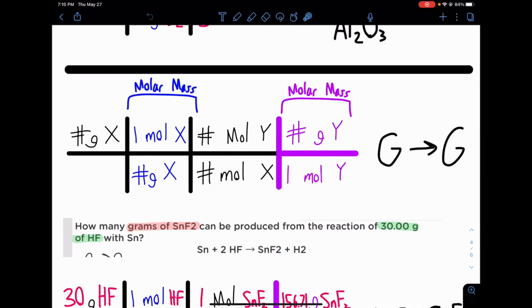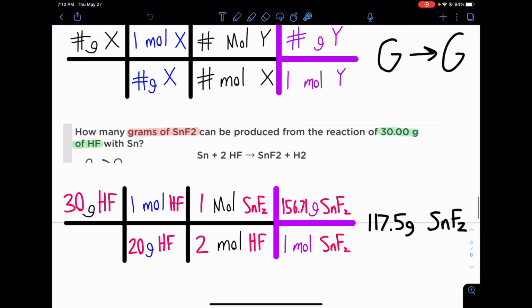To get a little more practice with the kind of equations you'll be doing in science and not salami, let's do one more gram to gram, which is, let's say you're given 30 grams of HF. How much SnF2 will you be able to make? We'll just start with 30 grams of HF, and then you want to do the molar mass of that. So 20 grams of HF is 1 mole.